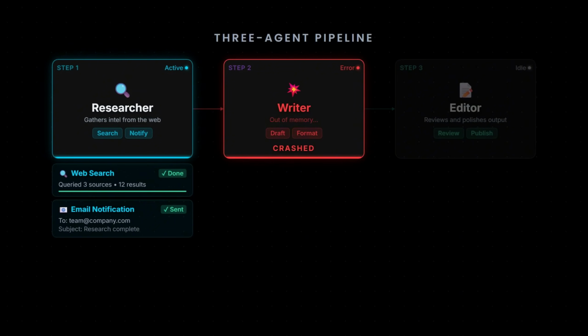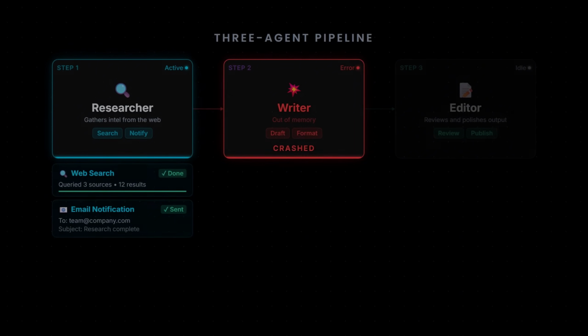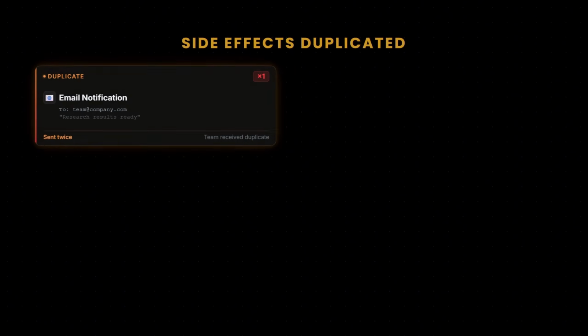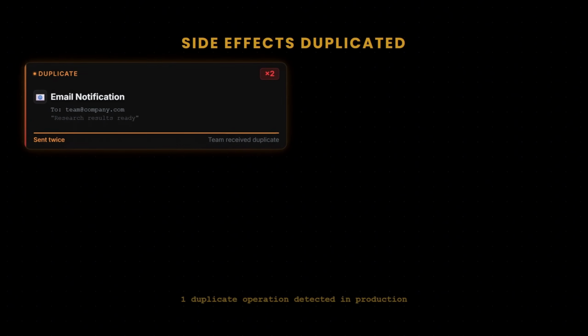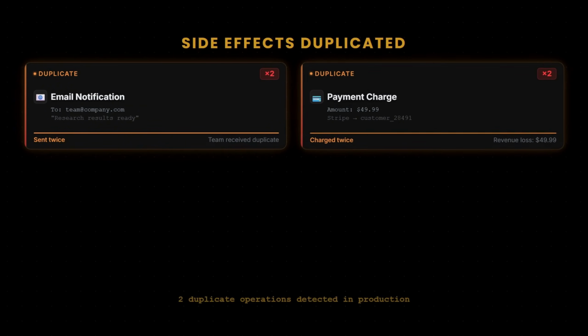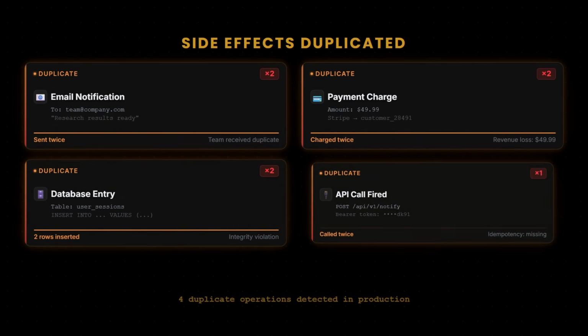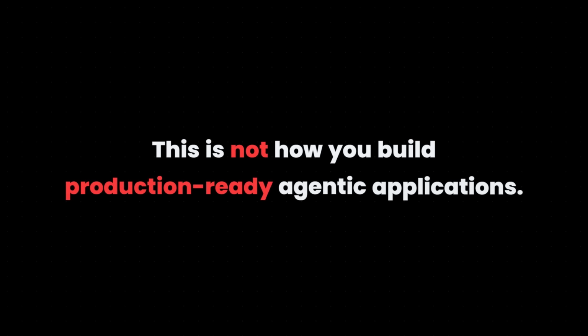The researcher runs again, the web search fires again, and the email gets sent again. So your team just got a duplicate notification. In production, that could be a duplicate charge, a duplicate database entry, a duplicate API call. This is not how you build production-ready agentic applications.